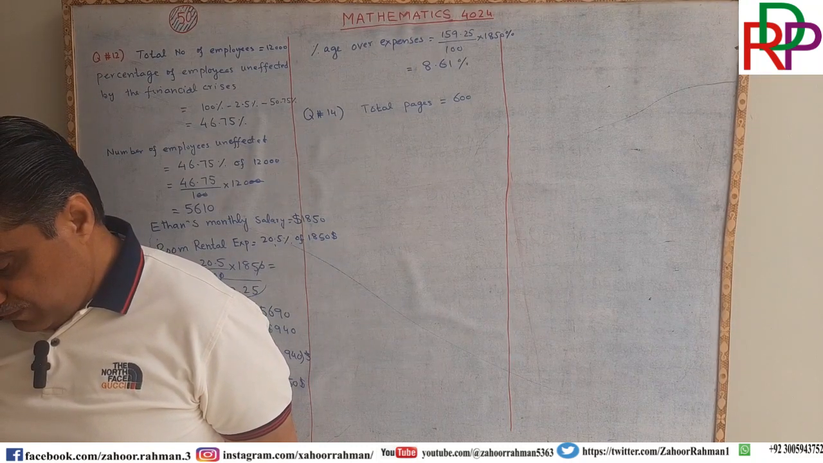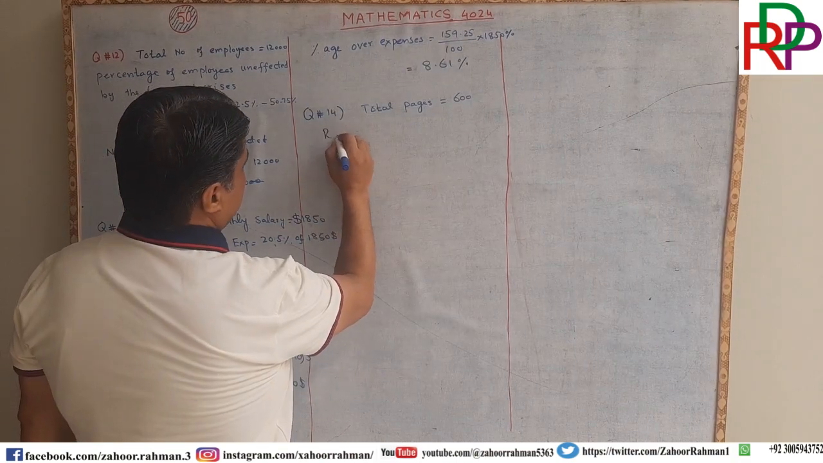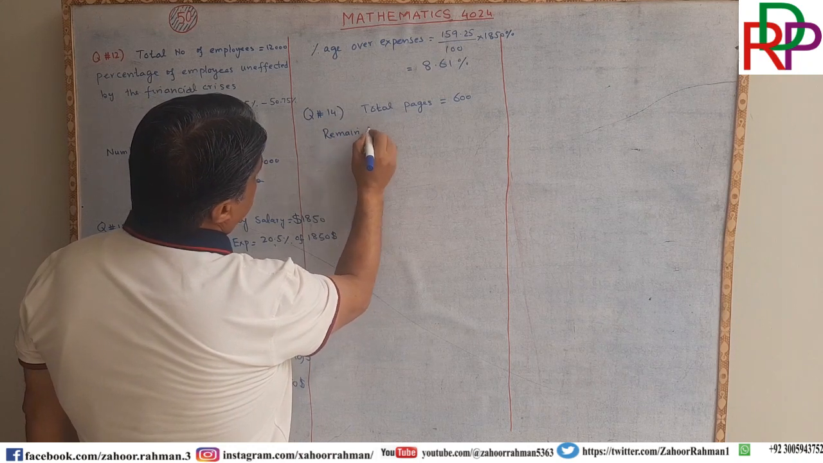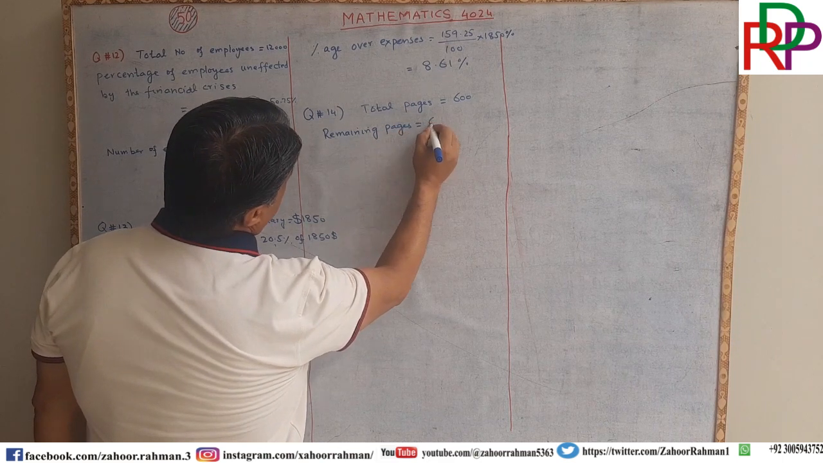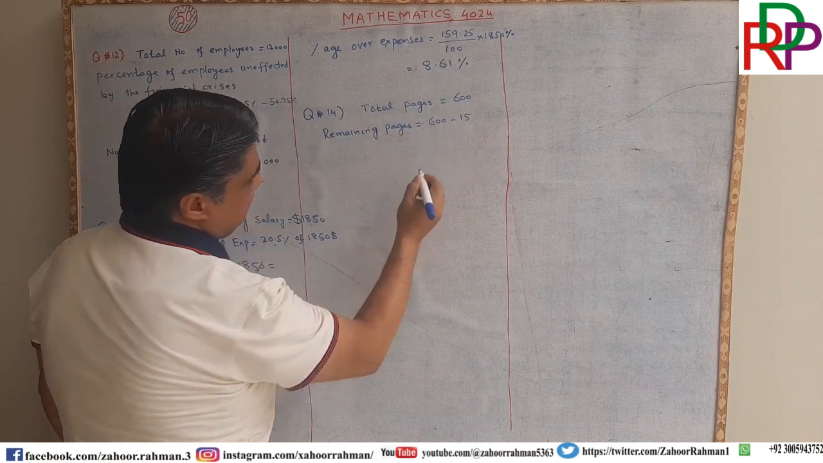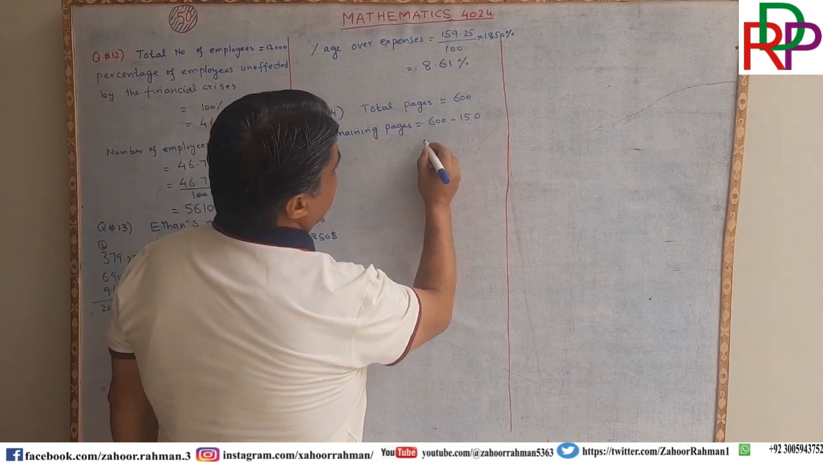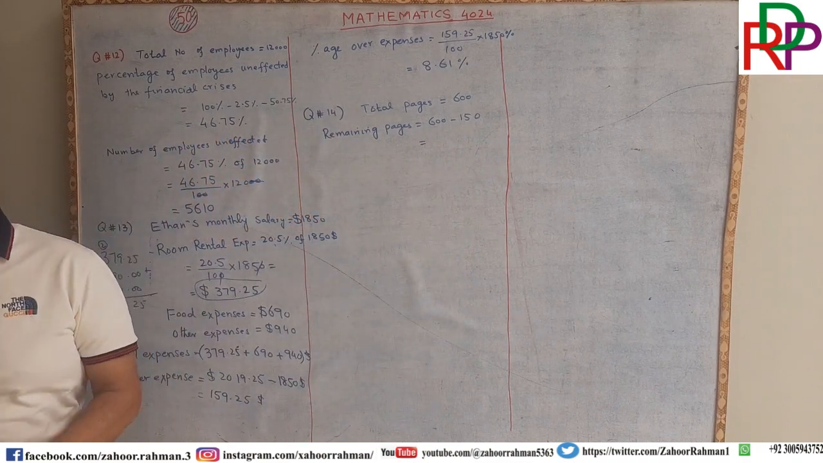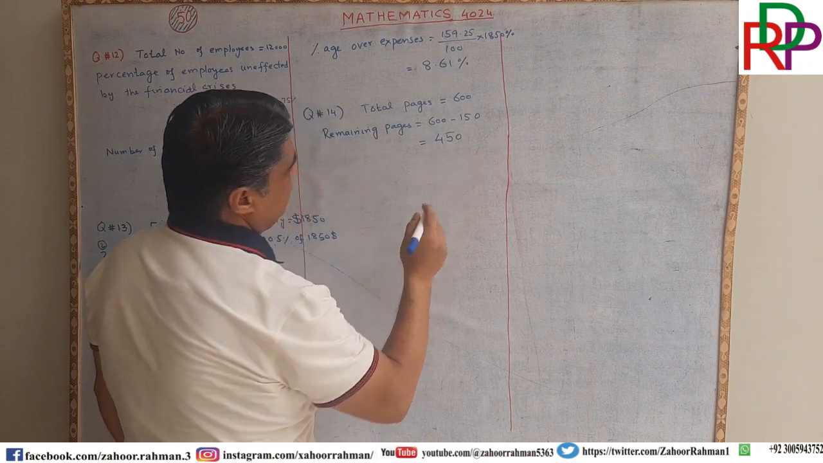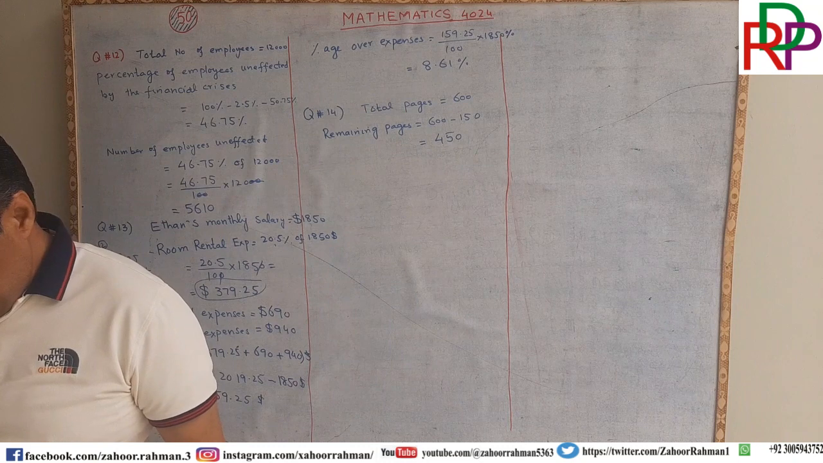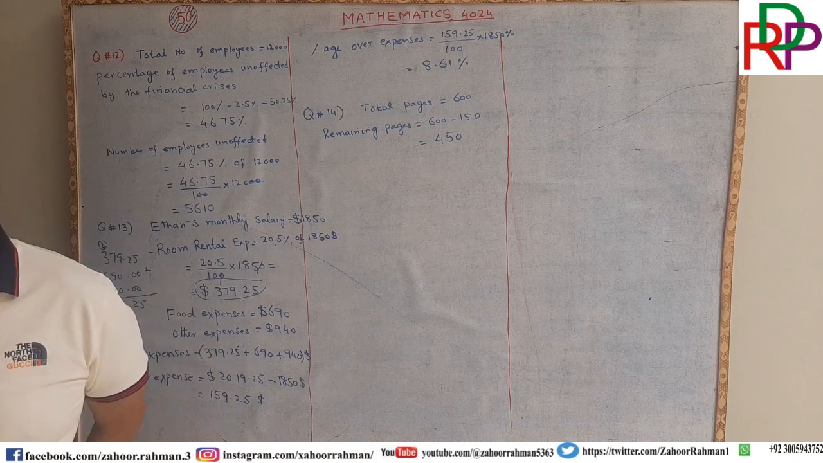Ruefing reads 150 pages of the novel on Friday. So, remaining pages, 600 minus 150, and that is equal to what? 450. That is equal to 450. Further information, and 40% of the remaining pages on Sunday.